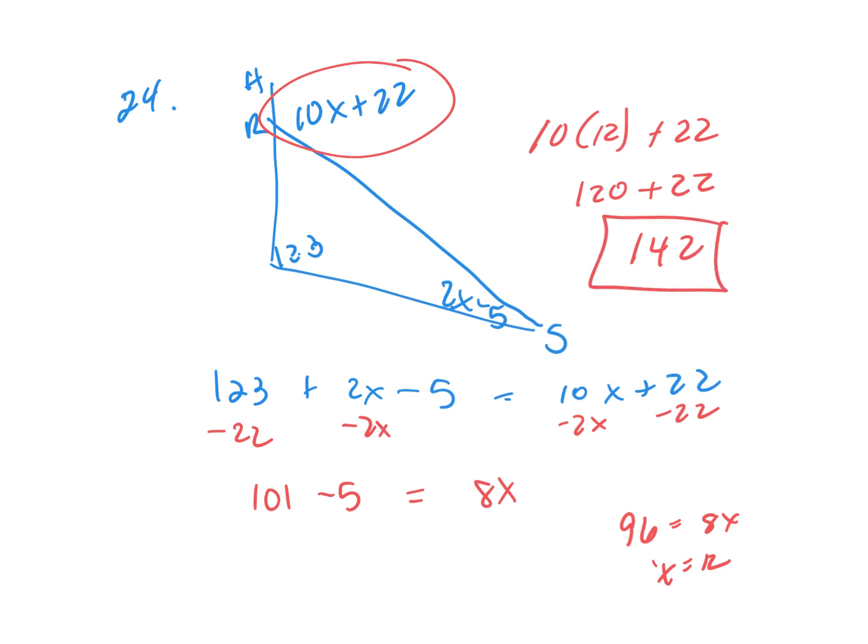So how would I check this? I would plug in 12 into the 2x minus 5. What is 2 times 12? 24. 24 minus 5 is 19. And what is 19 plus 123? 142. So the two little guys equal the big guy. Does that make sense? So you can check these and make sure you're right.